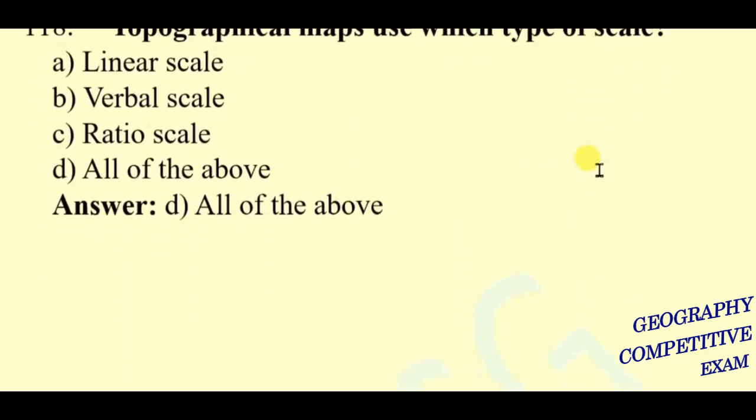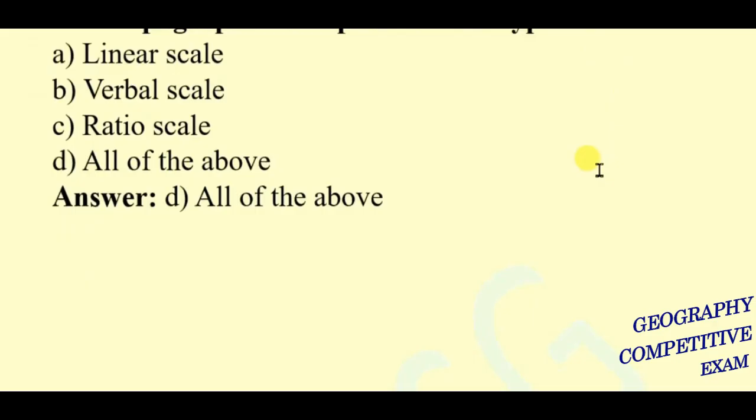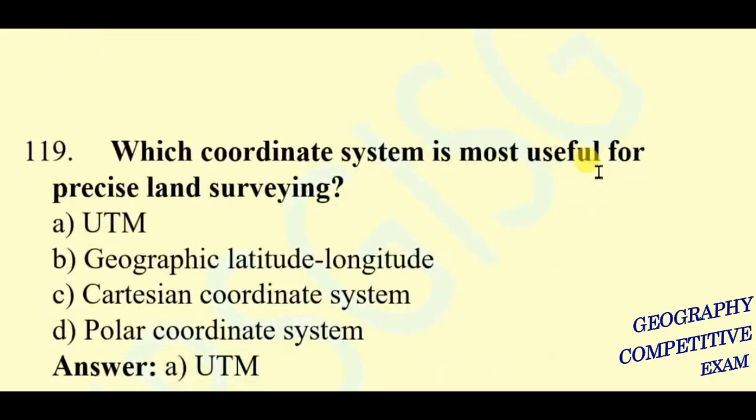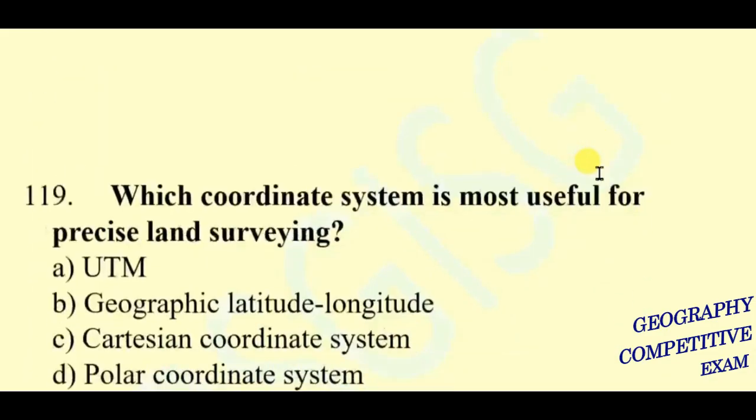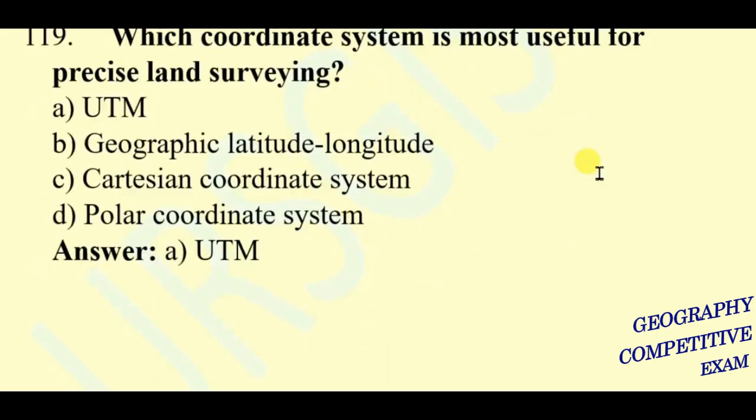Question 118. Topographical maps use which type of scale? Linear scale, verbal scale, ratio scale, all of the above. Here the right answer will be all of the above. Graphical scale also. Question 119. Which coordinate system is most useful for precise land surveying? UTM, geographic latitude longitude, Cartesian coordinate system, and polar coordinate system. Here the right answer will be UTM or Universal Transverse Mercator, where the area distortion is 0.